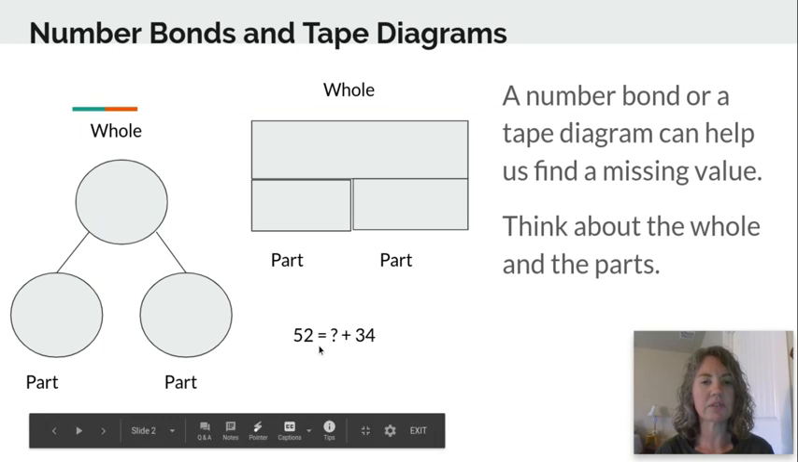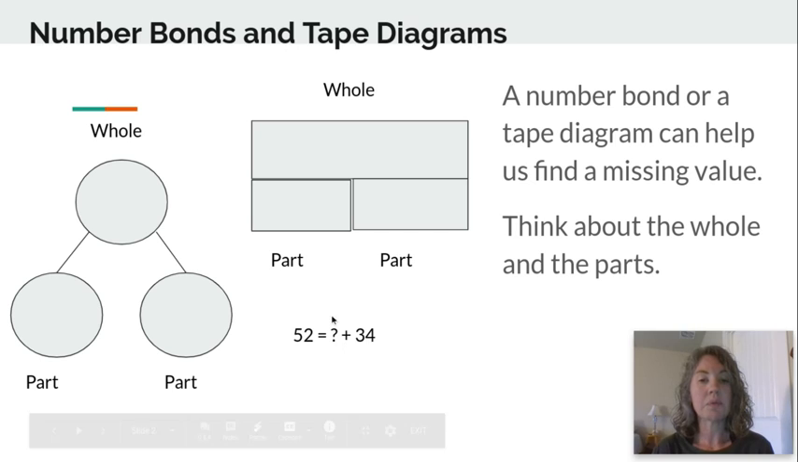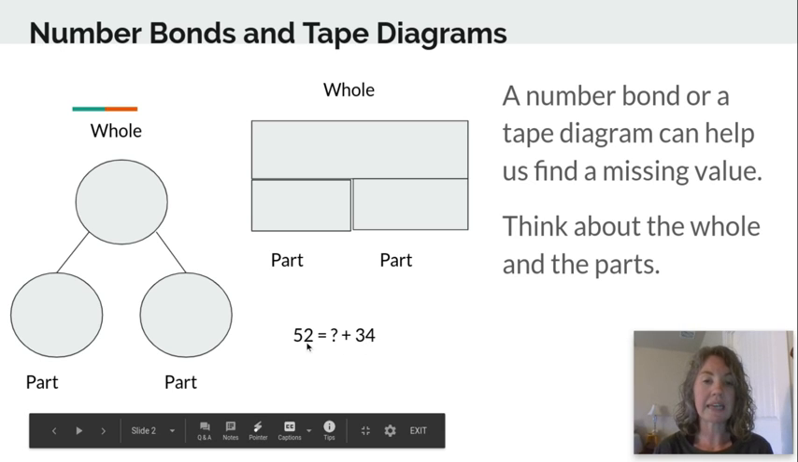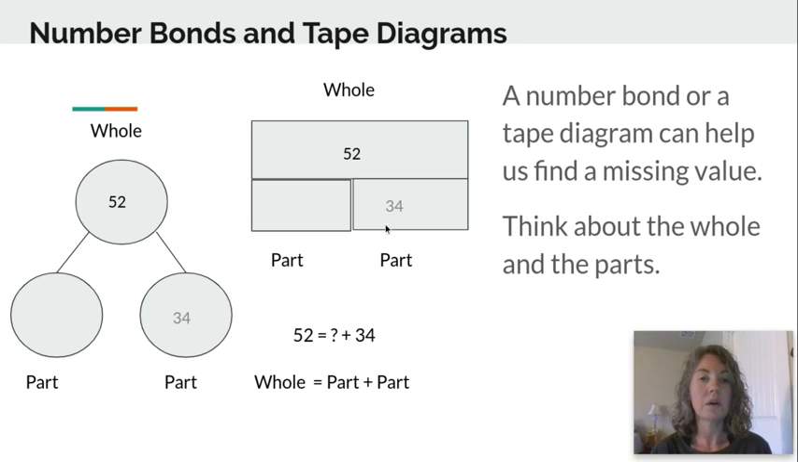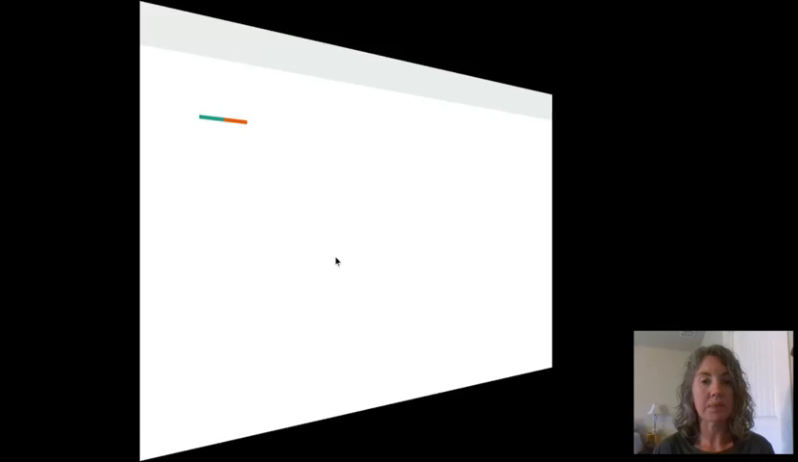So if we have this first equation, 52 equals something plus 34. That's what that question mark means. It means something. Then that means that when we put these two numbers together, we're going to get 52. So that means that my whole in this case would be 52. And then this is one of my parts, and this is one of my parts. So I can actually put those numbers into my diagram. There's my whole. One of my parts is 34. And then all I have to do is figure out what is the other part that I need to get 52. These two have to total this number, okay?